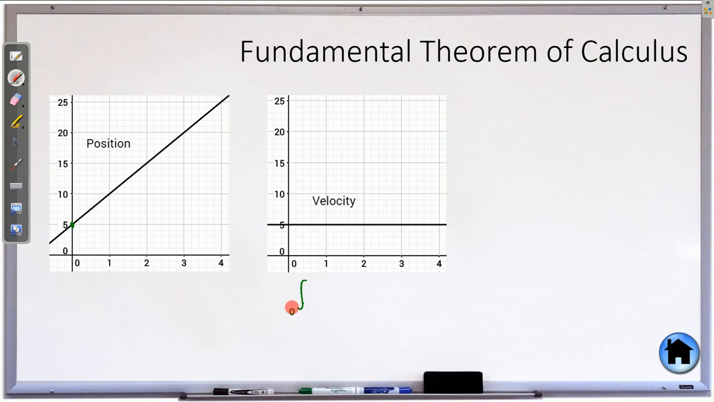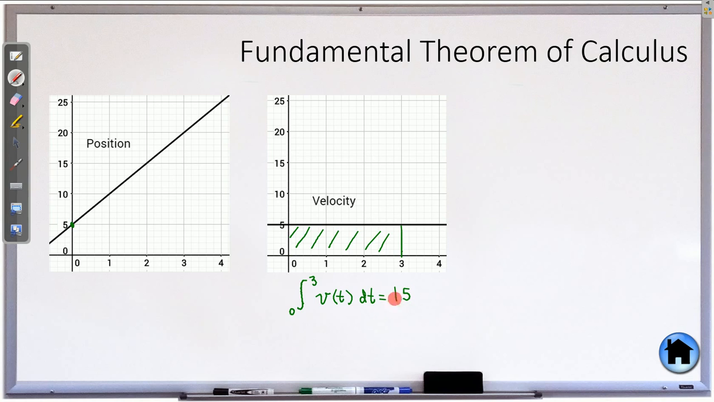So if we did the integral from 0 to 3 of our velocity function, which is 5, okay, which would be the area under the curve here, all the way up to there, which is, of course, 5 times 3 is 15.